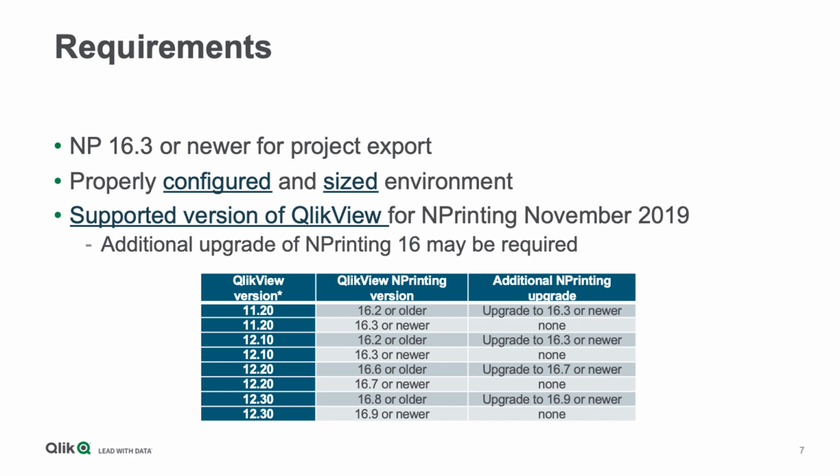And then where it gets tricky is trying to line up the versions of QlikView with the version of NPrinting 16 needed, not only for the QlikView support, but for the project export functionality. So take, for example, QlikView 12.20. In this case, I need to be on version 16.7 or newer because those are the first versions of NPrinting 16 that support this version of QlikView. So two different things here. Number one, 16.3 at a minimum for the project export. And number two, looking at this compatibility matrix to determine which version of NPrinting 16 I need to support my version of QlikView.